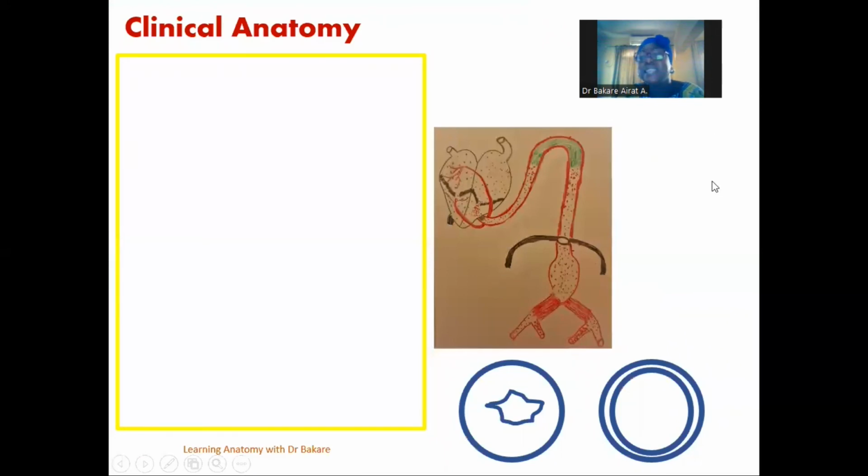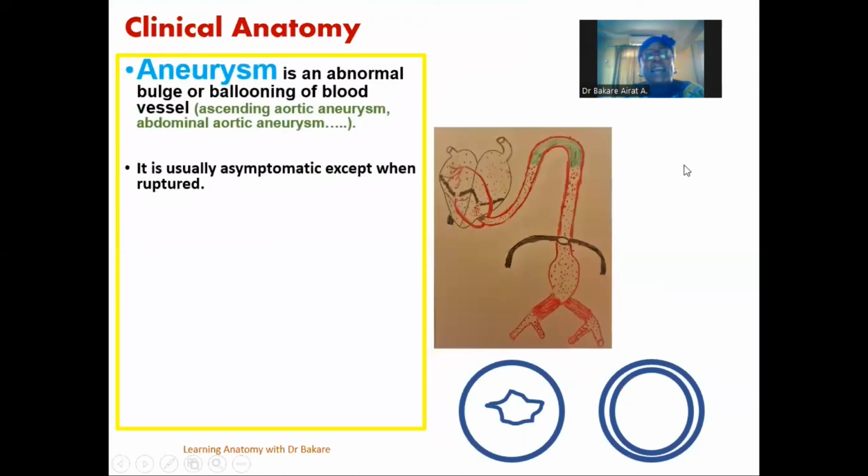Then let's look at the clinical anatomy. We have aneurysm. Aneurysm is an abnormal bulge or ballooning of the aorta, and this can occur in different regions of the aorta. Where it occurs in the ascending aorta, it is called the ascending aortic aneurysm. When it occurs in the descending aorta, specifically maybe in the abdominal aorta, it's called the abdominal aortic aneurysm, or even the thoracic aortic aneurysm. So it depends on the different regions where they occur.